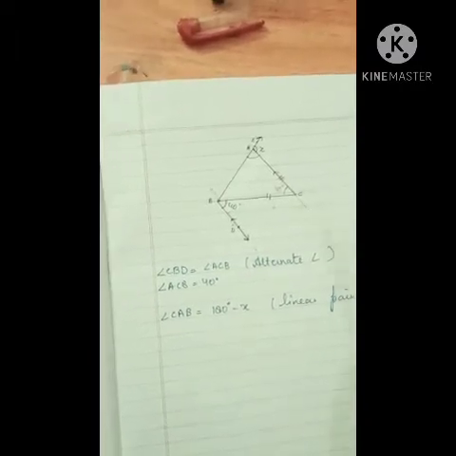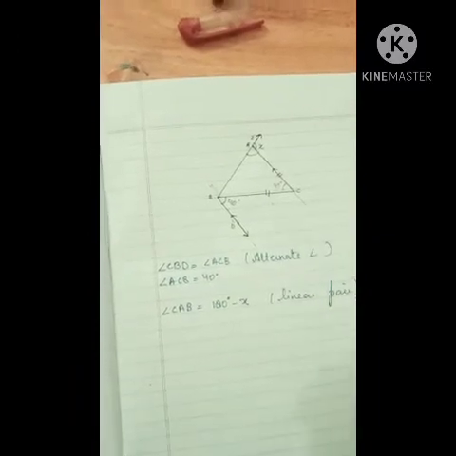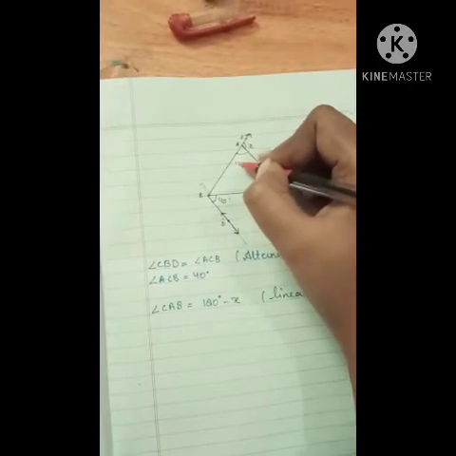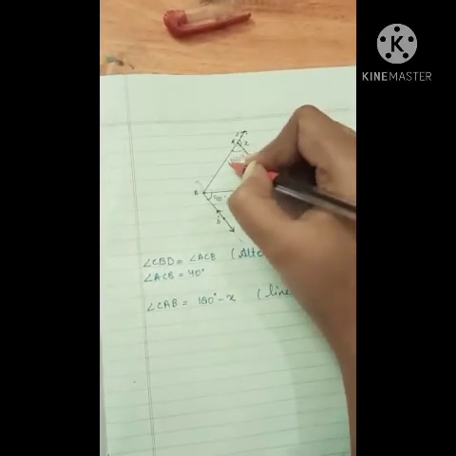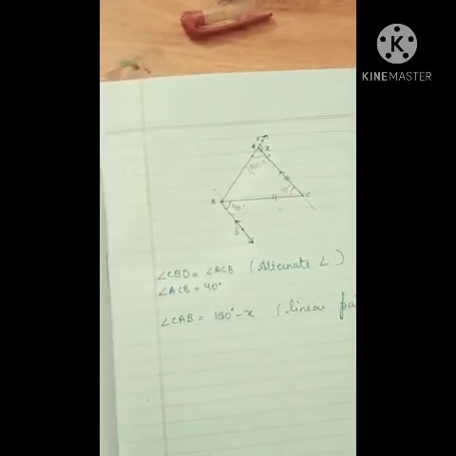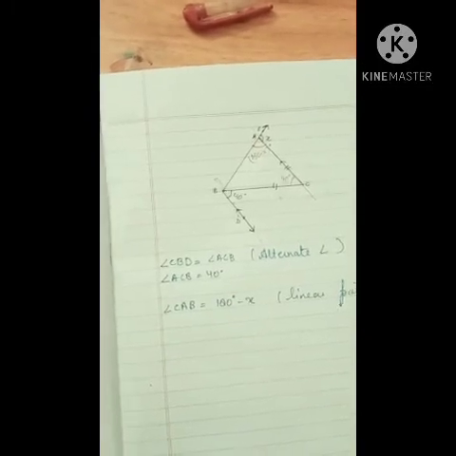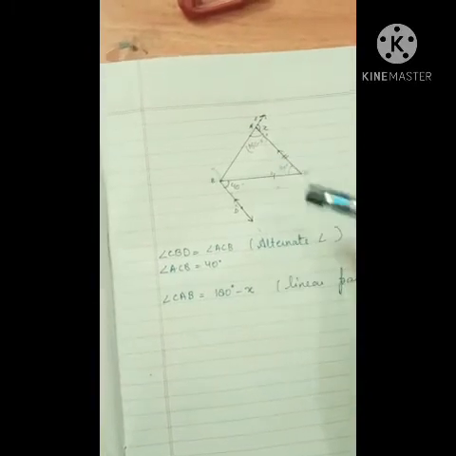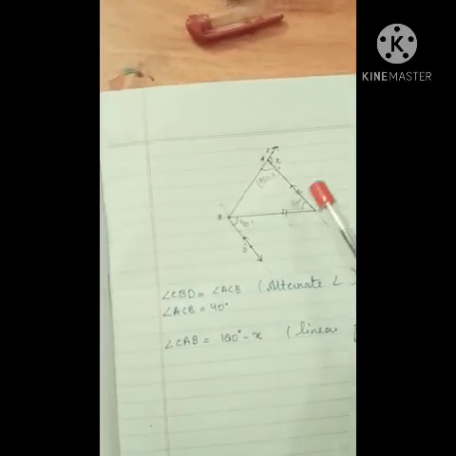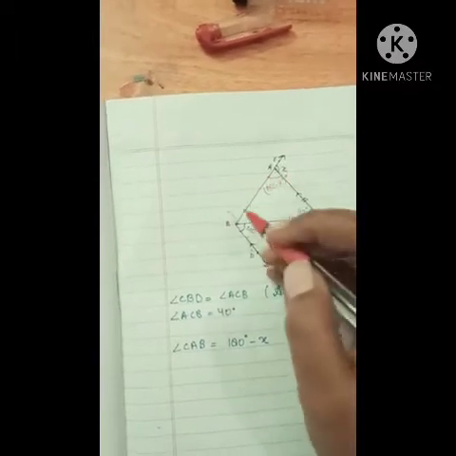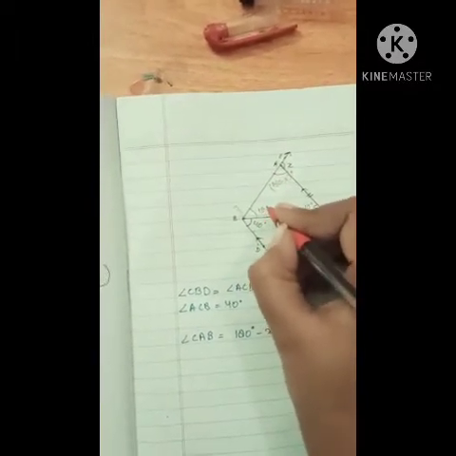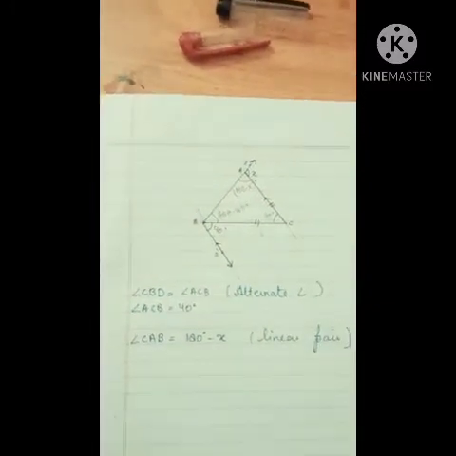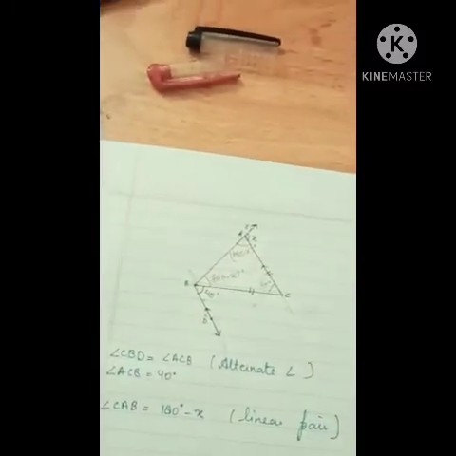Okay. So here we get this angle 180 minus x. Now these two sides are equal, right? These two sides are equal. This angle is 180 minus x. So this angle would also be 180 minus x degrees, right?